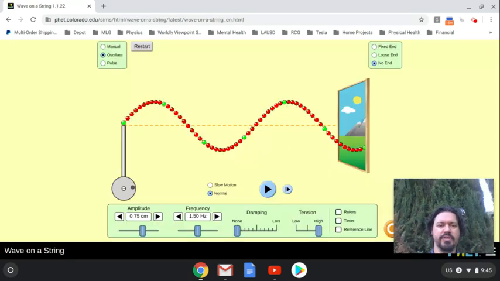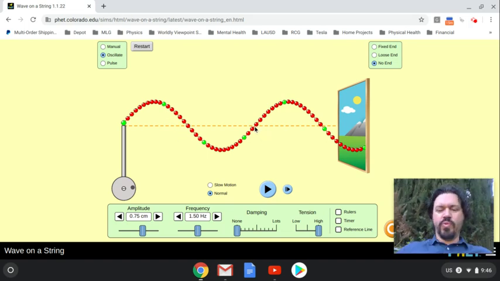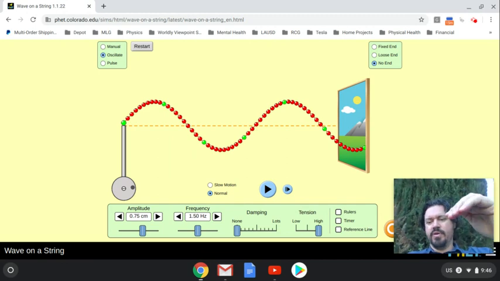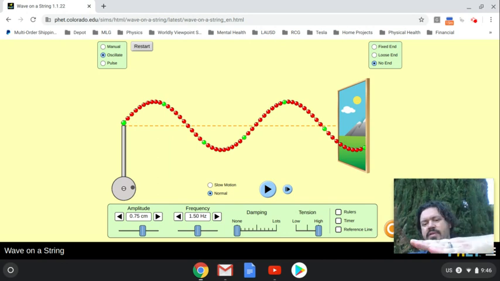Let's look at a picture. So here's a wave. All right, and one wave would be from this green dot here all the way till we get back to the same spot over there. And so a whole wave cycle: one up, one down, and then back to where we started.